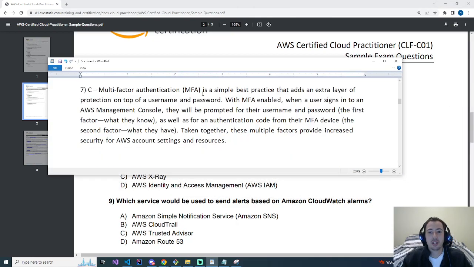C. Multi-factor authentication, MFA, is a simple best practice that adds an extra layer of protection on top of a username and password. With MFA enabled, when a user signs into an AWS management console, they will be prompted for their username and password, the first factor, what they know, as well as an authentication code from their MFA device, the second factor, what they have. Taken together, these multiple factors provide increased security for AWS account settings and resources.